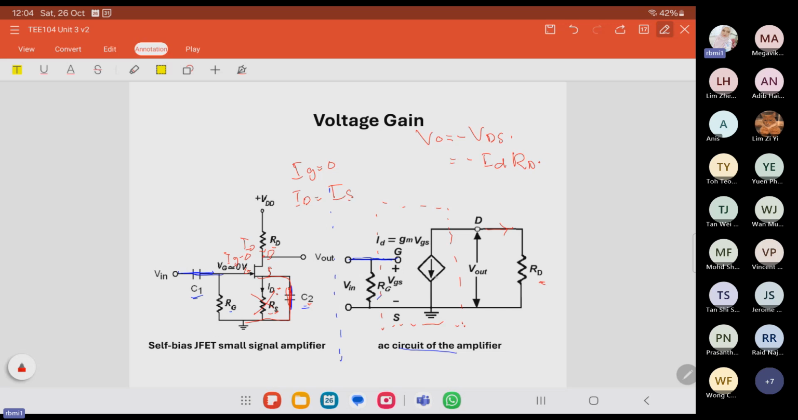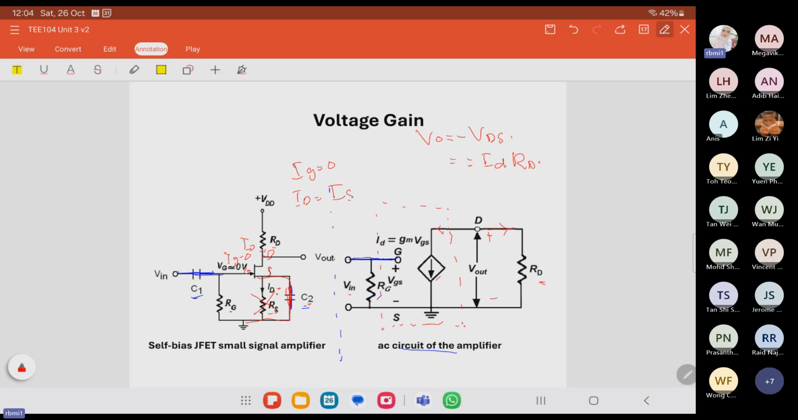But then we have the current source here. So that is why we take the negative. Okay, V out positive and negative, so the current must go from top to bottom, positive to negative. Okay, that one is for V out.